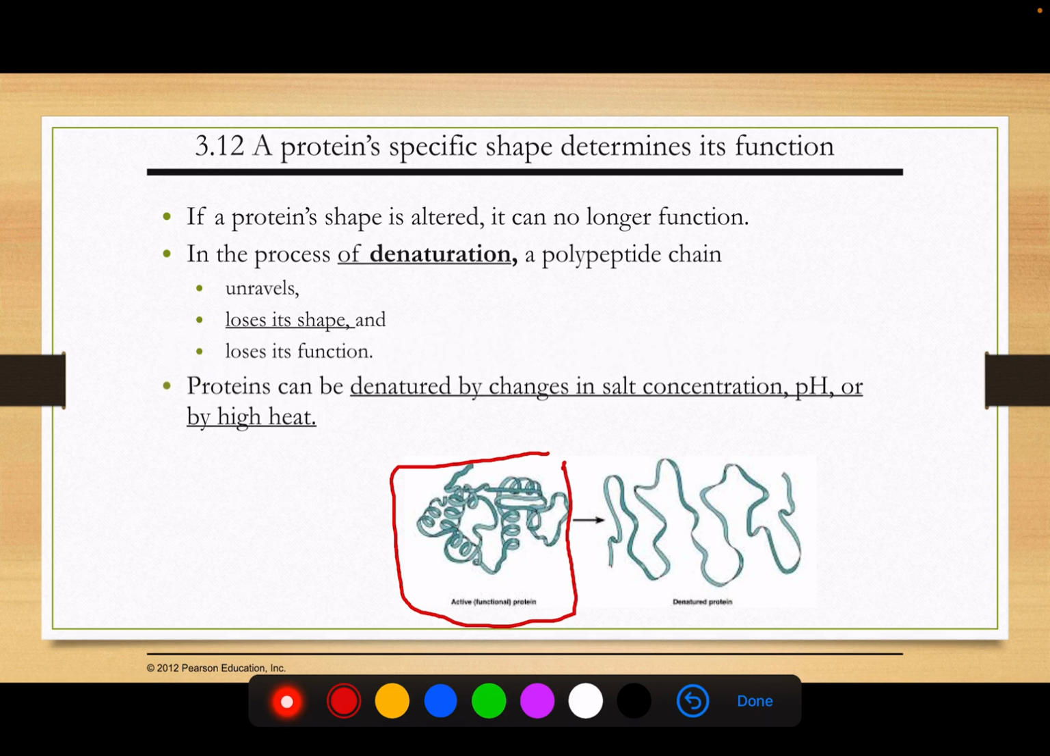Different things that can denature a protein are salts, pH, or high heat. And this is what we do when we cook. When we cook our food, we're using heat to denature the proteins in our meat. And that makes the meat much more digestible and easier to chew.